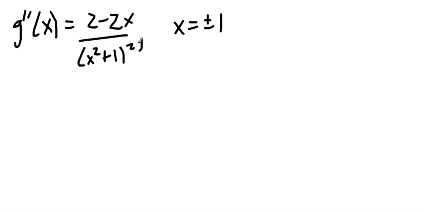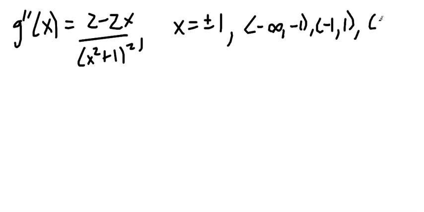So that means that to figure out where the function is concave up and concave down, I look at the following three intervals: from negative infinity to negative 1, from negative 1 to 1, and from 1 to infinity. Fantastic. I will choose the point negative 2 from this interval, the point 0 from this interval, and the point 2 from this interval to plug into g double prime to figure out concavity.